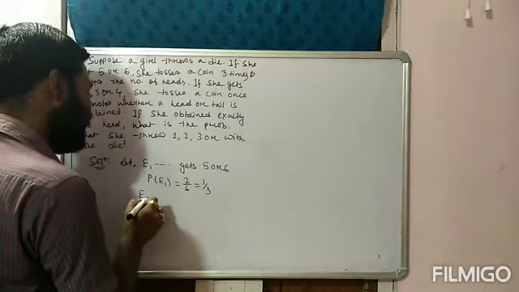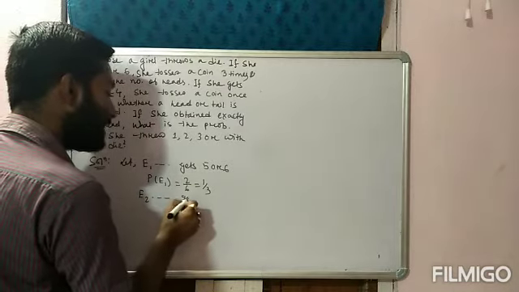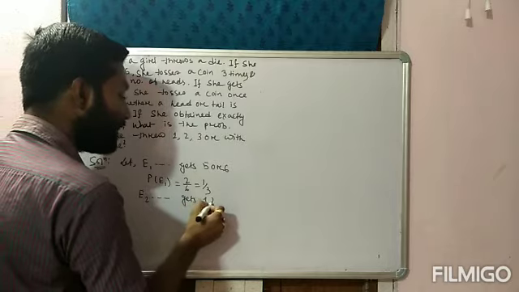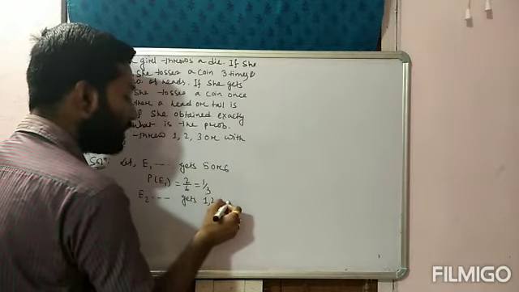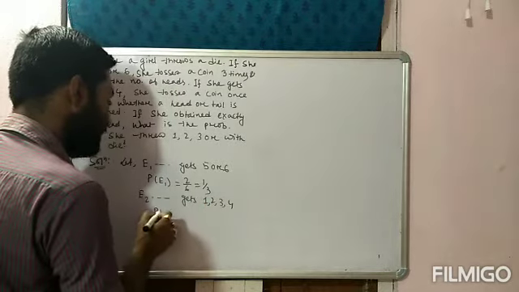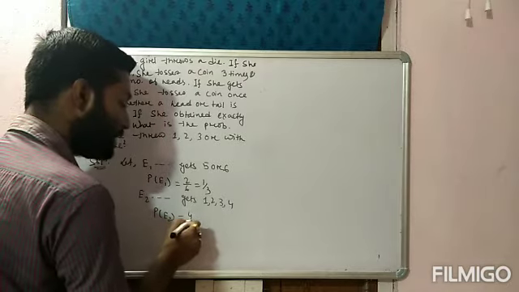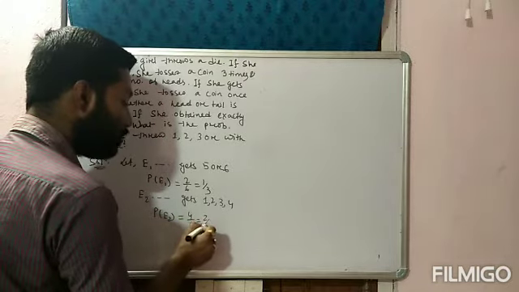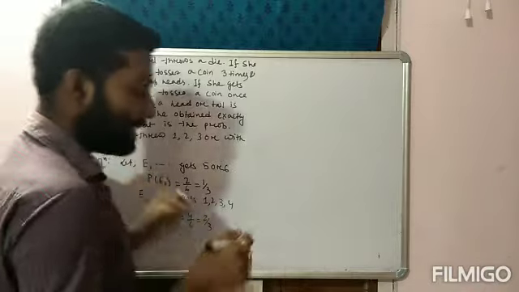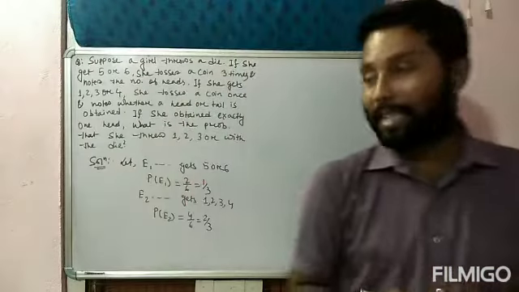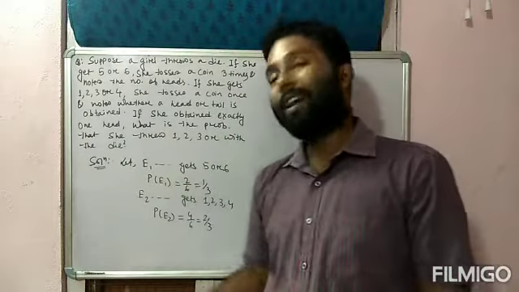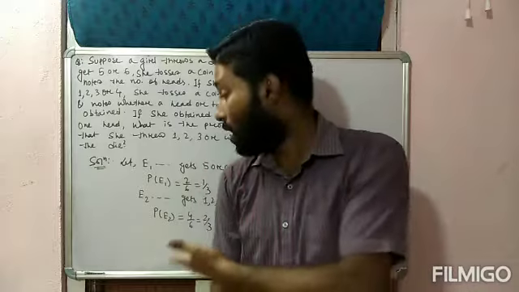Okay. Let E2 be the event that the girl gets either 1 or 2 or 3 or 4. So what will be the value of probability of E2? This is 4/6, that means 2/3. Yes or not? Like this you have to write step by step. So now we know clearly P of E1 as well as P of E2, which you have to put in the formula.